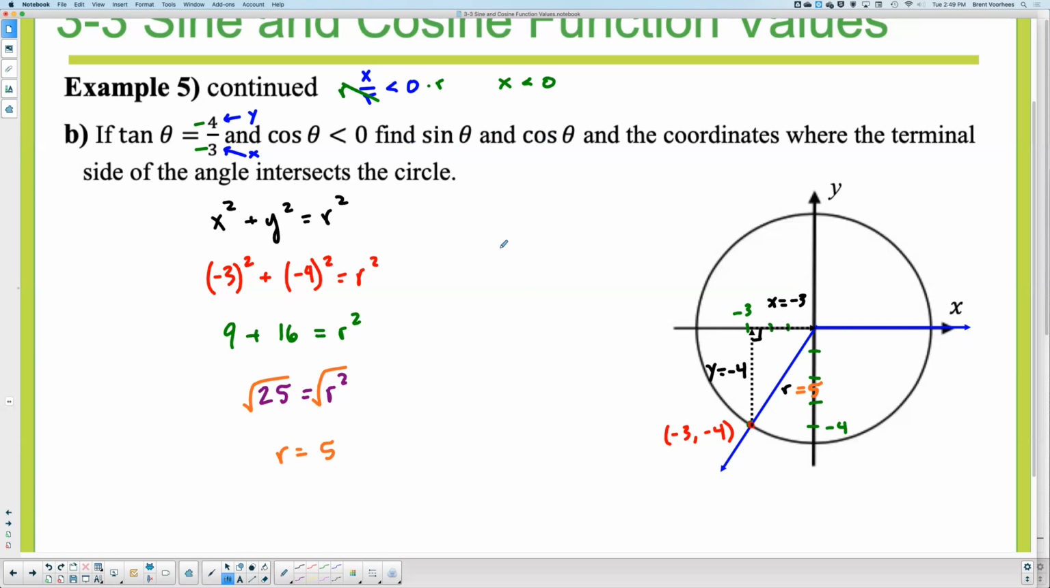We need to know sine and cosine here. So what is sine's ratio? Y over r. So it'll be -4 divided by 5. And then cosine's ratio. Sine is y over r. Cosine is x over r, which happens to be -3 divided by 5. Neither of those reduce, so those are your answers.